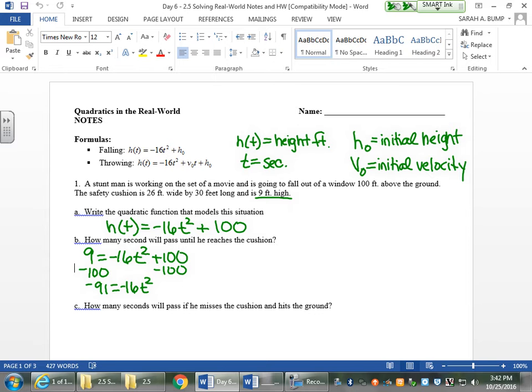Don't be too quick to square root. We're going to first divide by negative 16, and we're going to get a decimal. That's okay. Don't round till the end, though. Negative 91 divided by negative 16 is going to be 5.6875. I wrote the whole thing. The sooner you round, the less accurate your final answer will be.